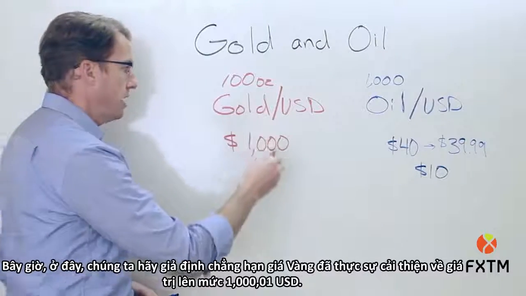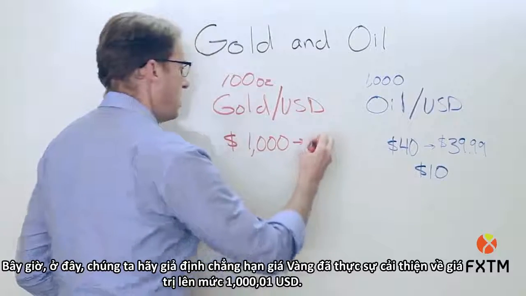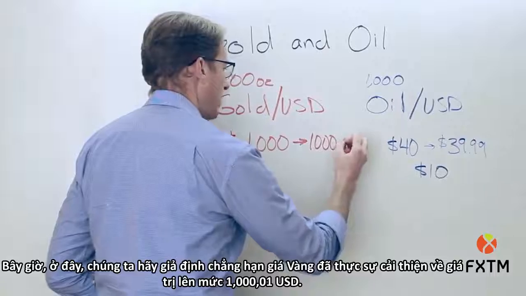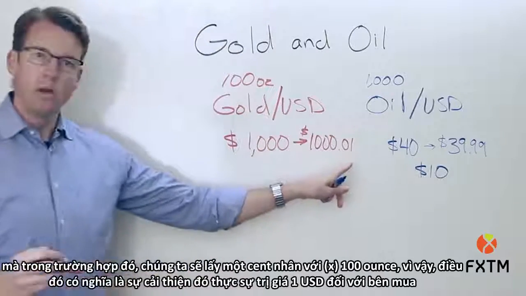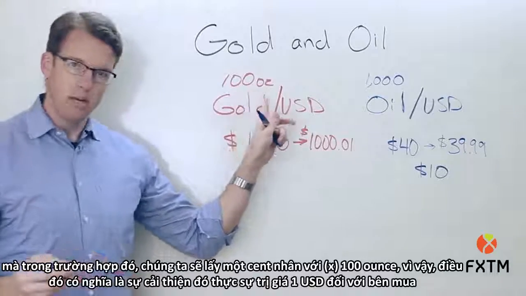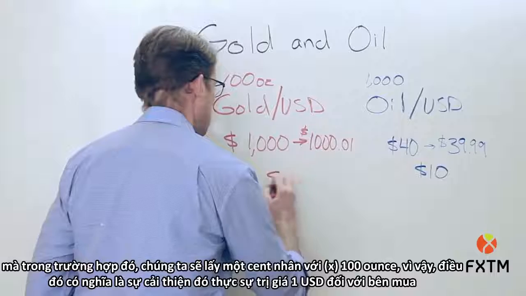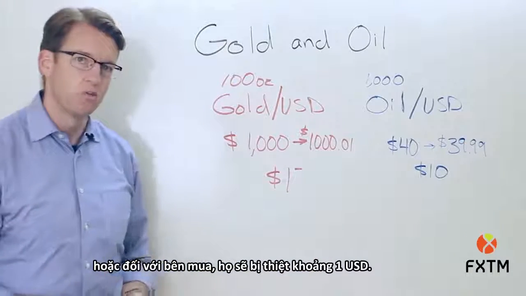Now over here, let's say, for example, that gold has improved in value to $1,000.01. So it's actually gone up a little bit. Well, we would take that 1 cent times 100 ounces. That means that improvement is worth $1 to the long side, or to the short side it would be adverse to the tune of $1.